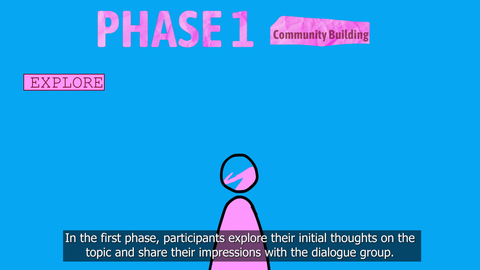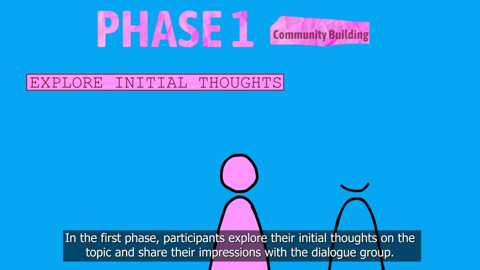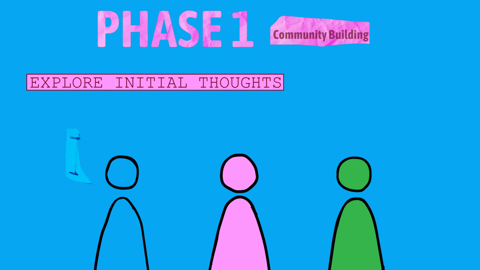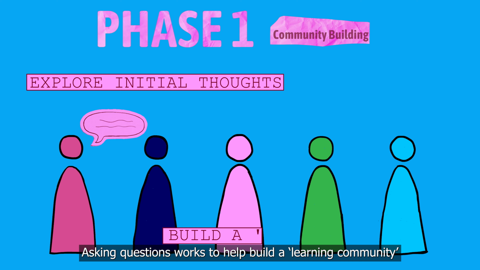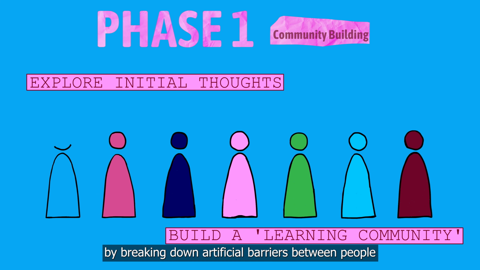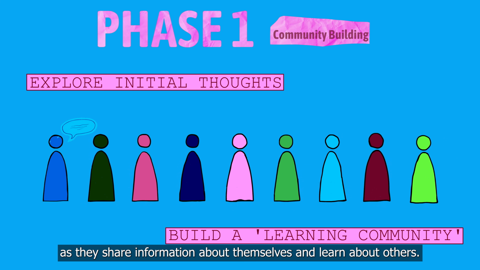Phase 1. Community building. In the first phase, participants explore their initial thoughts on the topic and share their impressions with the dialogue group. Asking questions works to help build a learning community by breaking down artificial barriers between people as they share information about themselves and learn about others.